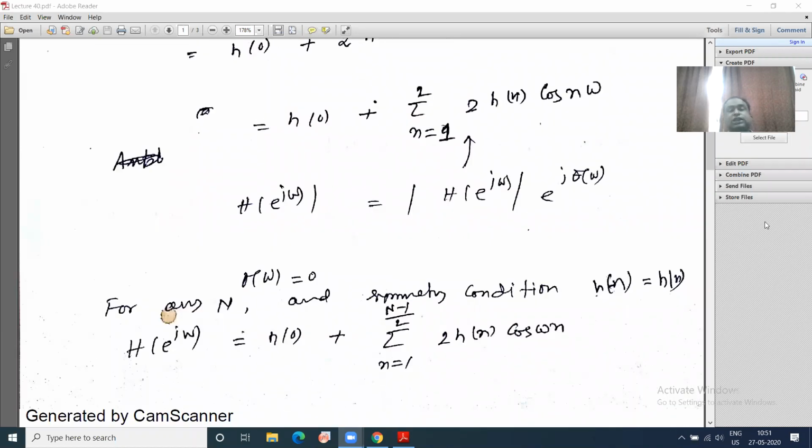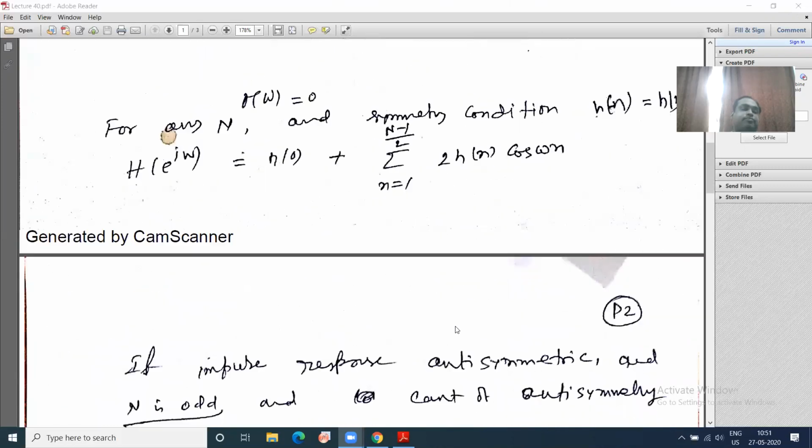So in general, the expression of the filter transfer function for a given filter coefficient is h0 plus summation n equal to 1 to (N minus 1) by 2 of 2 times hn cos omega n. All right. So this is in general a filter transfer function for any odd value N. Agreed? And this is very easy to remember as well, particularly this transfer function.